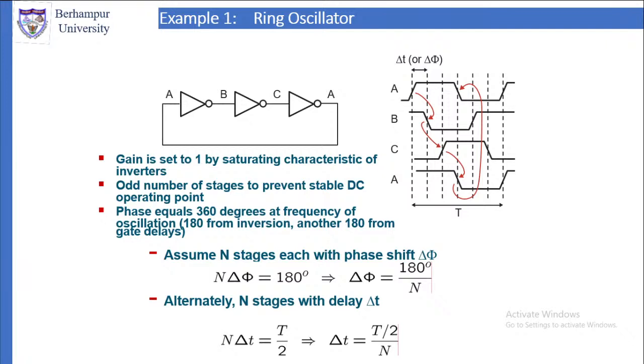Accordingly we will determine what is the number of stages. Once you know what is delta t or what is delta phi, then you can find out what is the number of stages, or if you know what is the number of stages, accordingly you can fix what will be delta t or what will be delta phi.